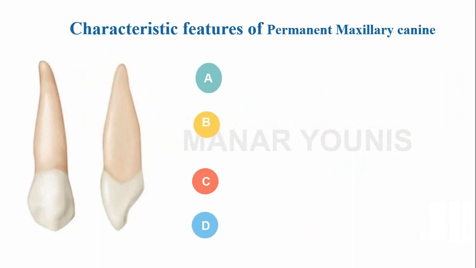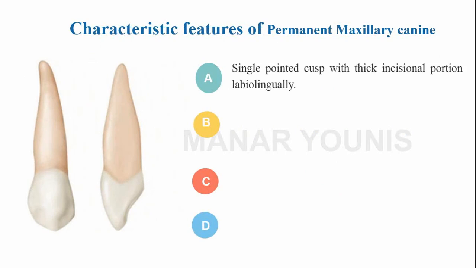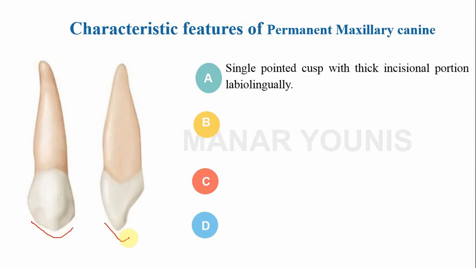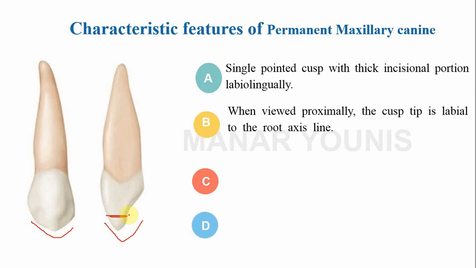The characteristic features of permanent maxillary canines. First, they have a single pointed cusp with a thick incisional portion. We can see here that the incisional portion is thicker than that of the maxillary incisors. Also, when we view this tooth from a proximal aspect, the cusp tip is located labial to the long axis of the root. If we draw the long axis of the root, we can see that the cusp tip is labial to this line.